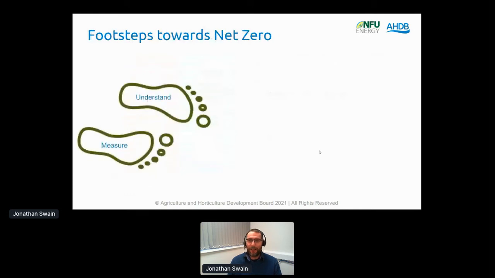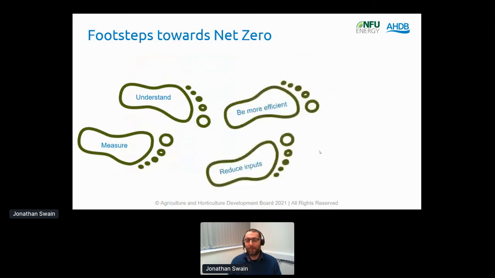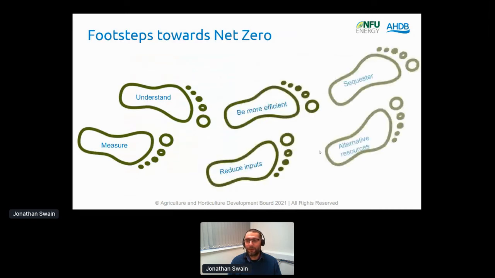In terms of taking that footstep or that journey towards net zero, I think Martin put this right: understanding what you're emitting by measurement, then being more efficient, reducing your inputs, and finally sequestering and looking for alternative resources. Yeah, that is the pathway that we should all be on, rather than just jumping to sequestering or jumping to alternative resources. We actually need to get a good handle on this side of things. And that's our first step. Then we will have the confidence to make those resource efficiencies that help us towards that net zero journey, make that size of the balance less.